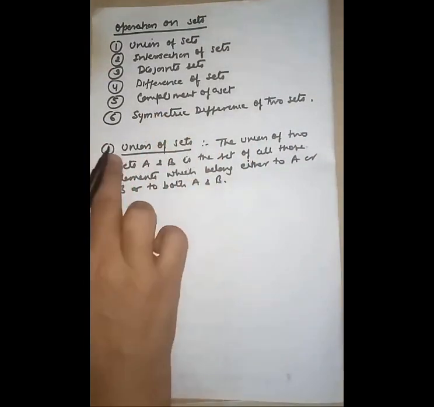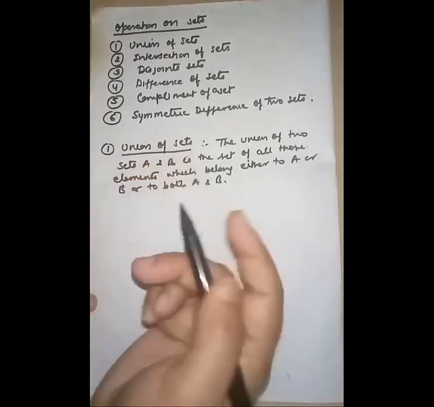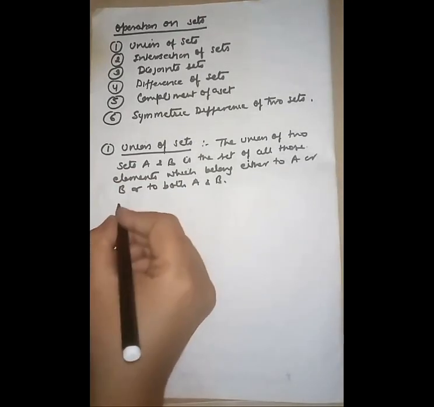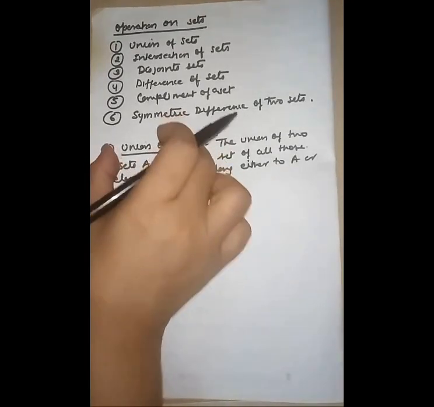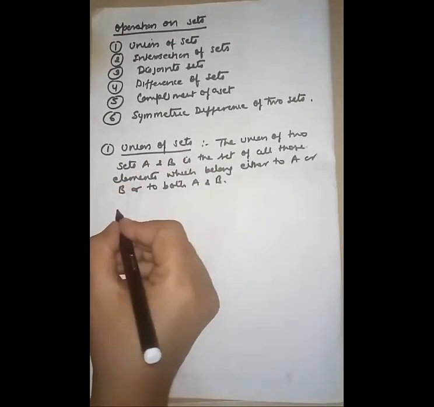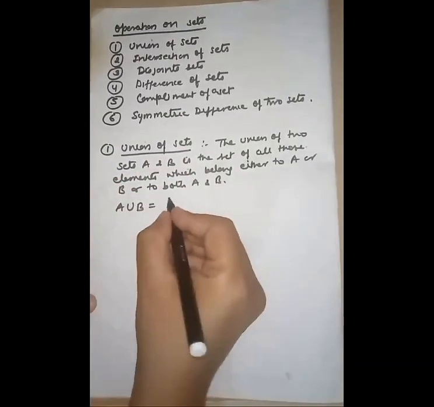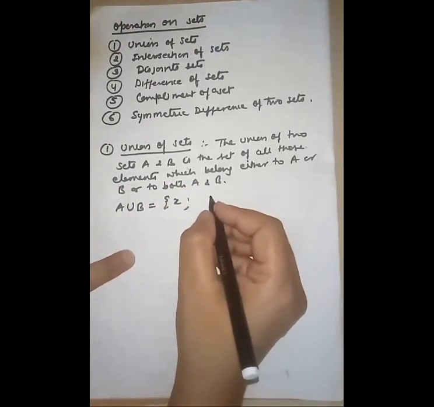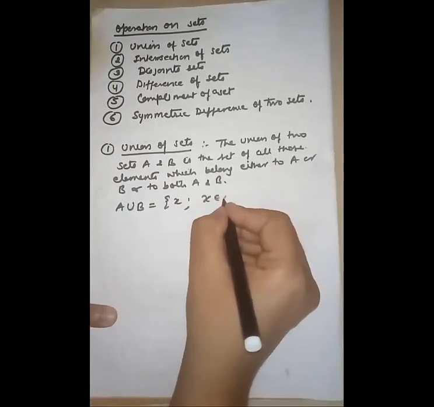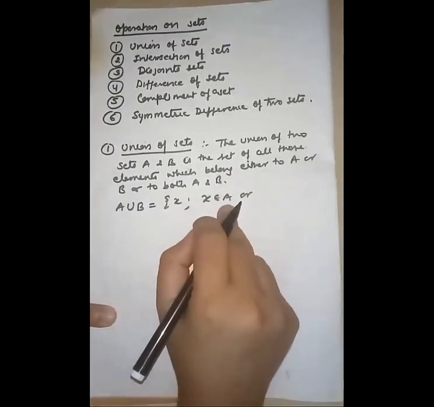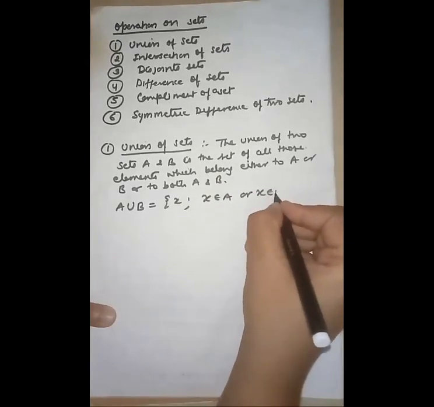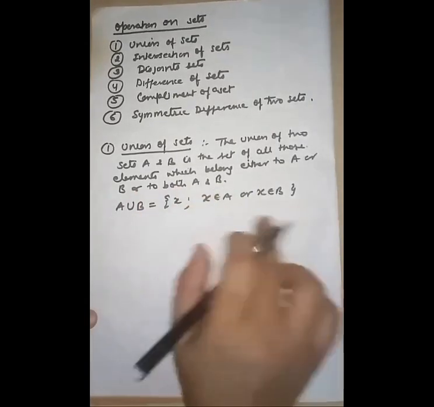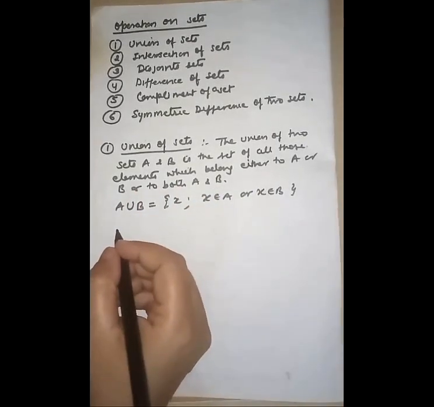First, the symbol of the union of sets looks like a U. So here I can write the union between the two sets. A union B is the set of all elements x where x belongs to A or x belongs to B or to both A and B. Right, friends?